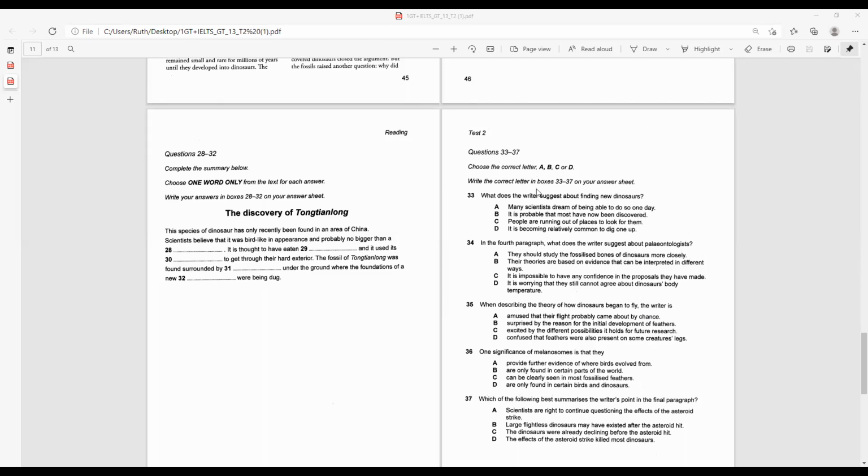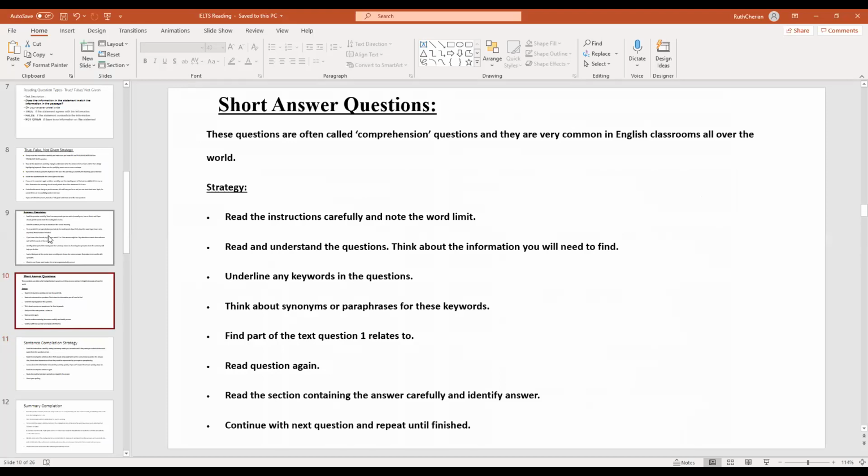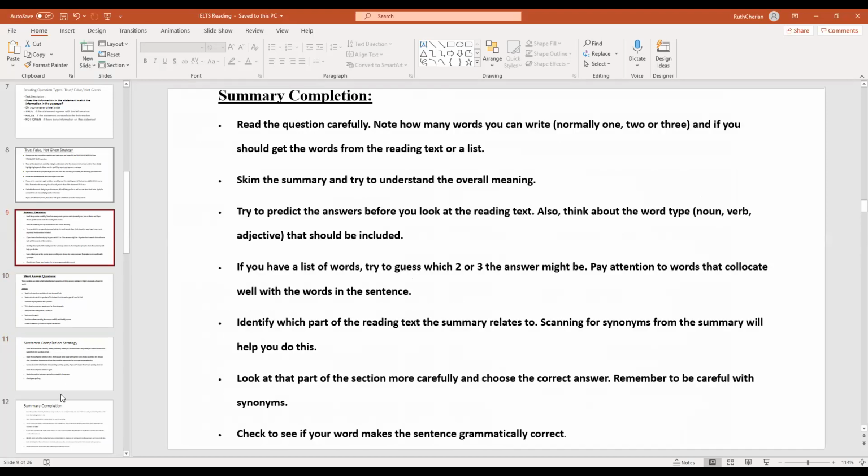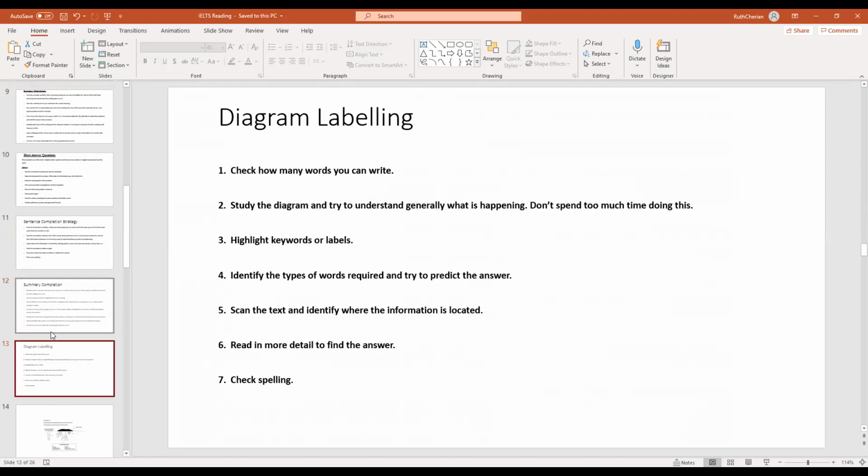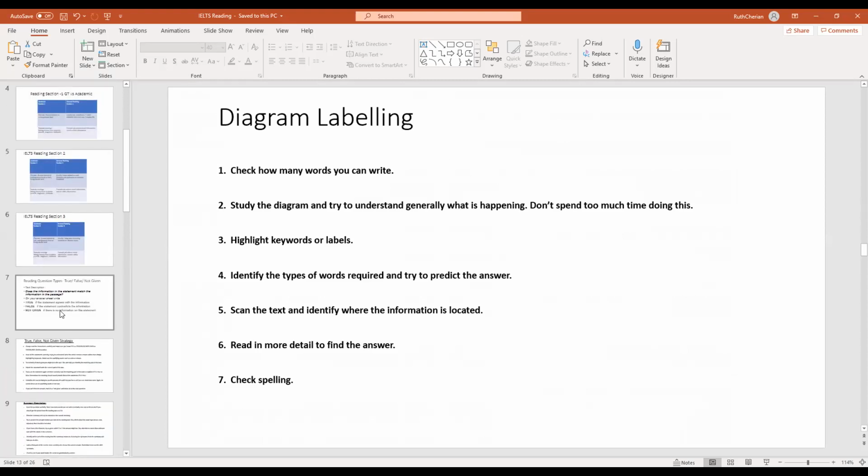So this question type is called multiple choice question. This is not a very commonly occurring question type. I think of the three sections, maybe only one section will have this. But true false not given, I think almost all the sections will have a few true false not given questions. Let me look at multiple choices.